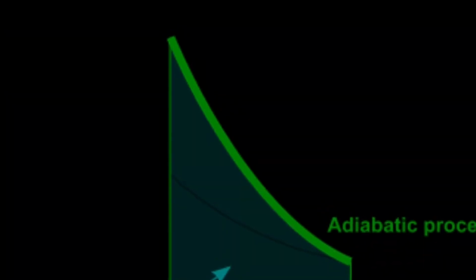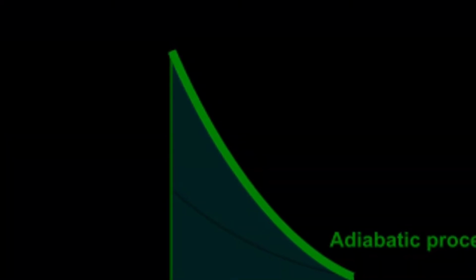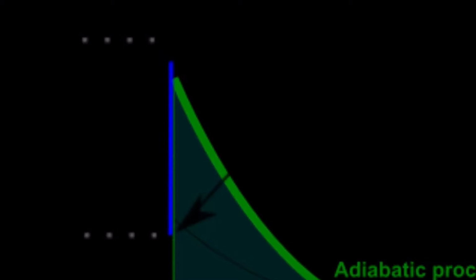An adiabatic process occurs with no transfer of energy or matter between a system and its surroundings. Energy is only transferred as work. In an isochoric process, the volume stays the same while the pressure and temperature change.